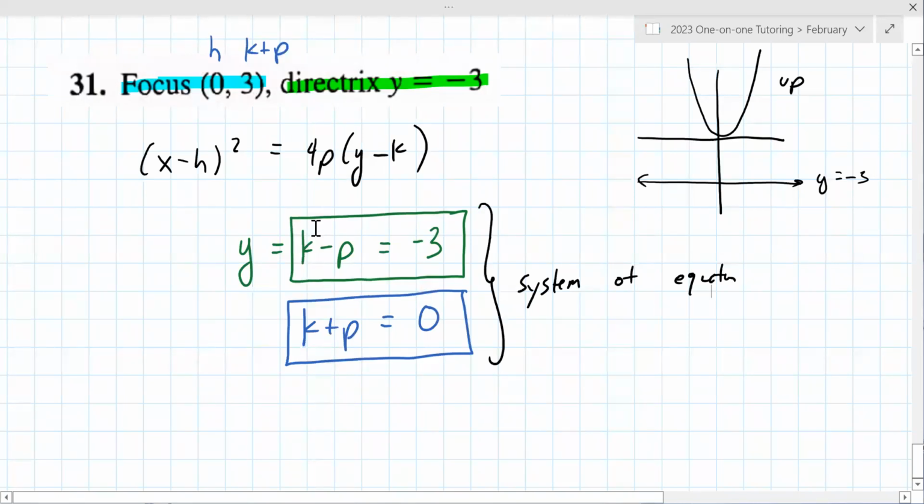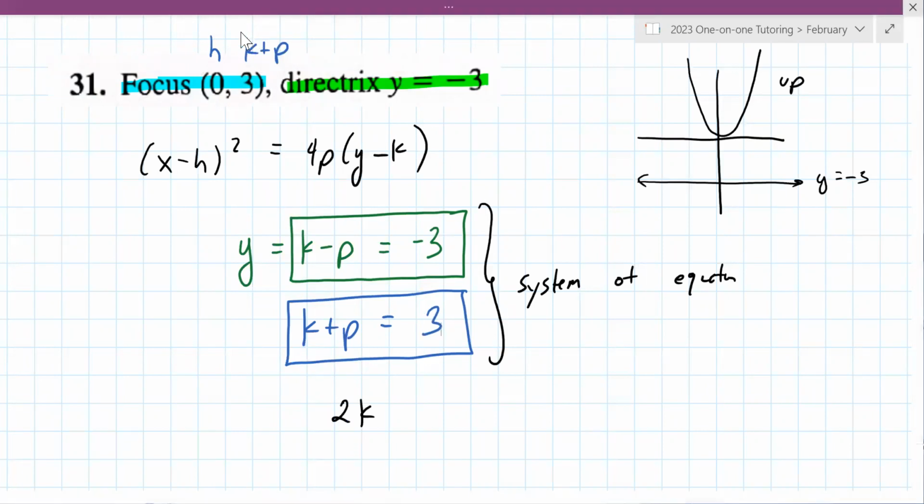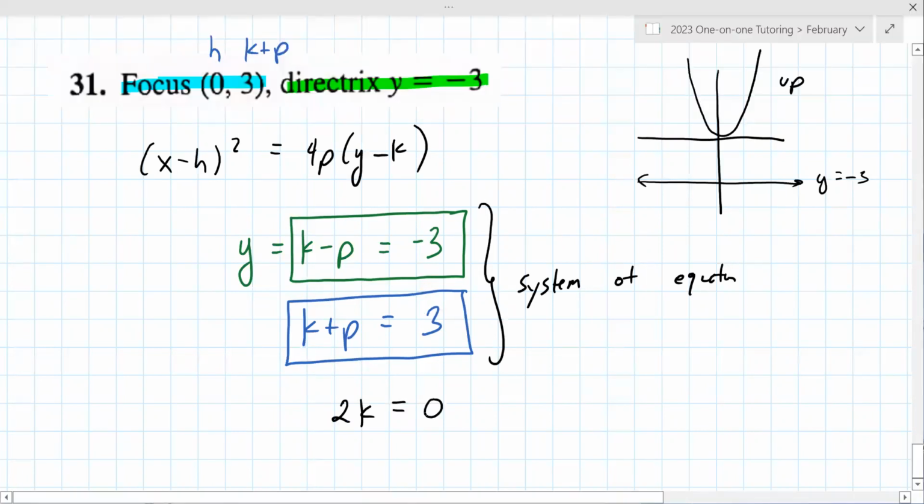It's almost always the case that you're going to add them together and one of the variables will cancel. So in this case, 2k, I'm sorry, this was 3. I don't know why I did that. I'm so sorry. K plus p is 3. So 2k equals 0. So k equals 0 in this problem. H is 0. We just found that out. And it's still the same goal. We're still trying to find h, k, and p, because once we have those, we have enough to write the equation.